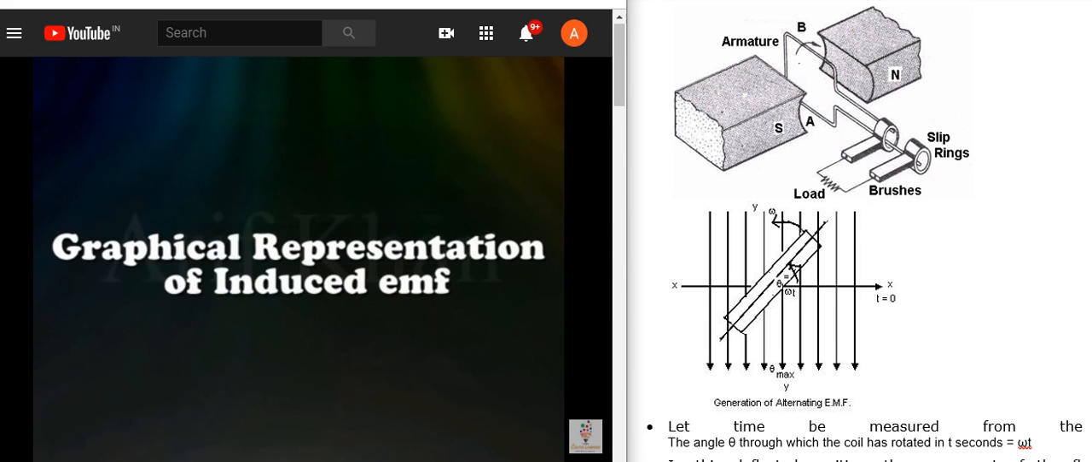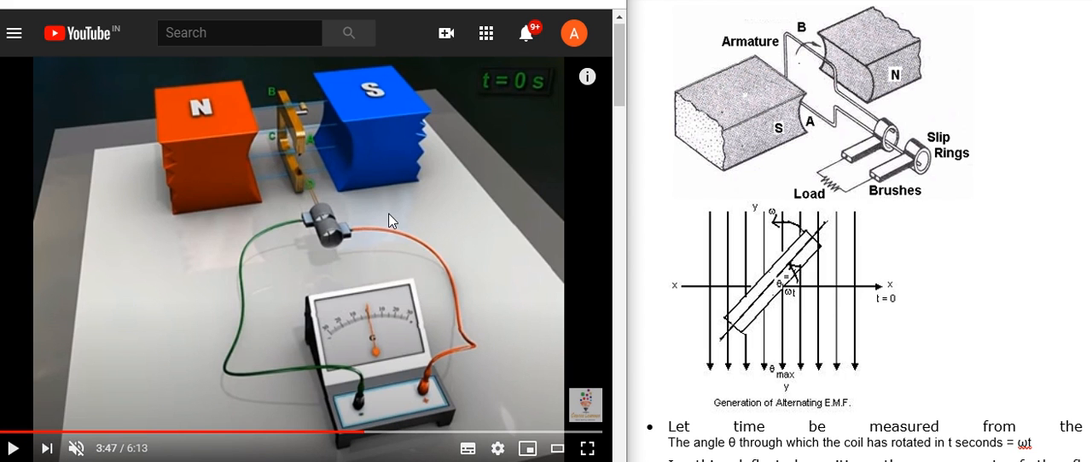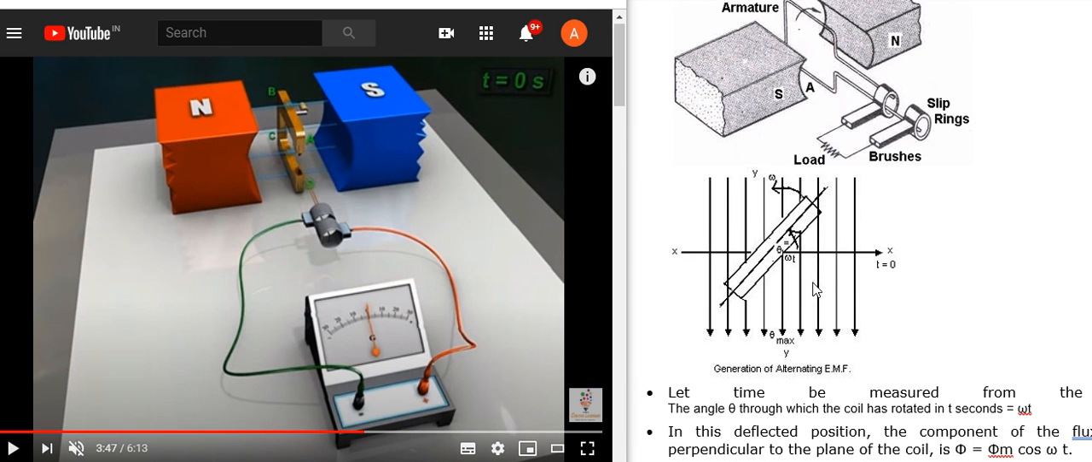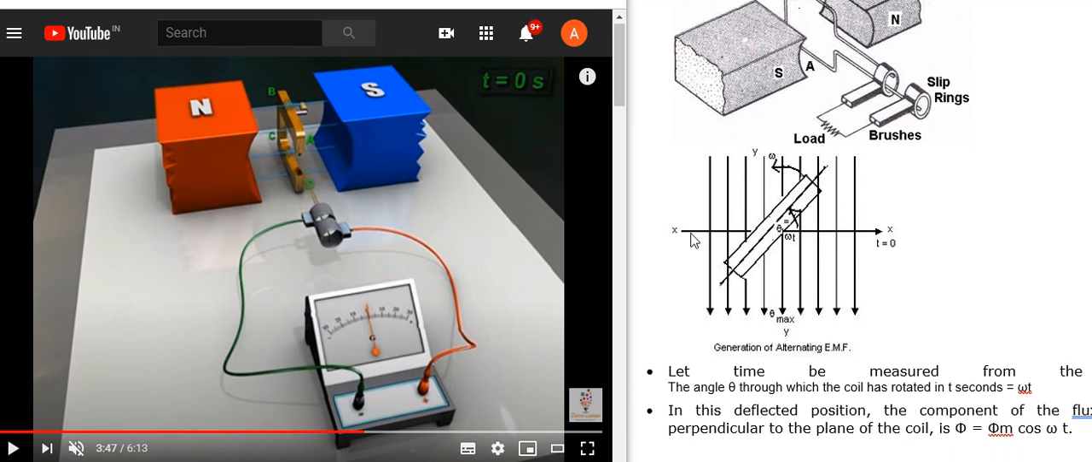Next we can see the graphical representation of induced EMF. Suppose you place this coil in this direction. This is the plane of coil AB and CD, which is parallel to the magnetic field plane. If you view this figure from the front, that is in front view, this will be the shape of your graphical representation.